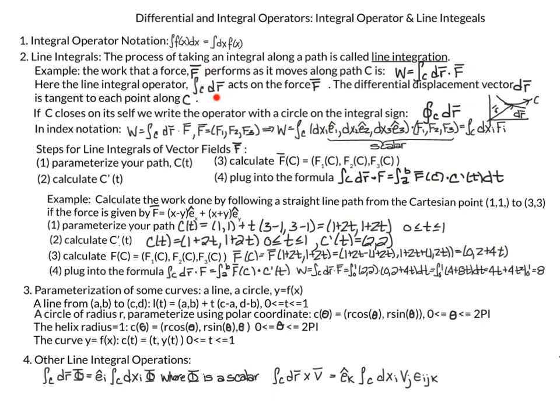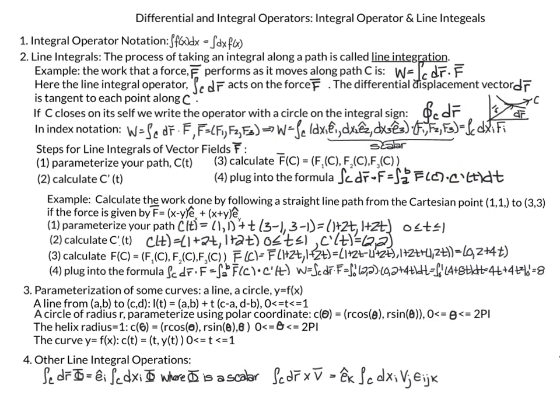This is our operator, and we can use this to act on different types of functions. In particular, the example we will look at is operating on fields, vector fields, using the dot product. And the typical example from physics is the work that a force F performs as it moves along a path C. So here we have the work is equal to this line integral operator dotted with our vector field F. We'll give more details about how this works, including steps for doing the line integral of vector fields using the dot product.